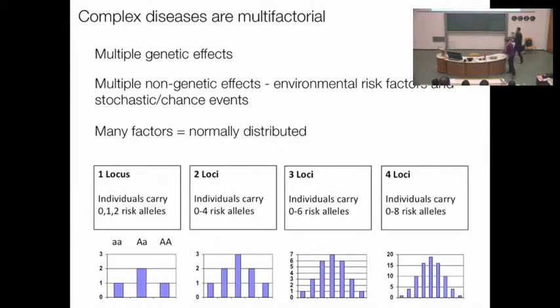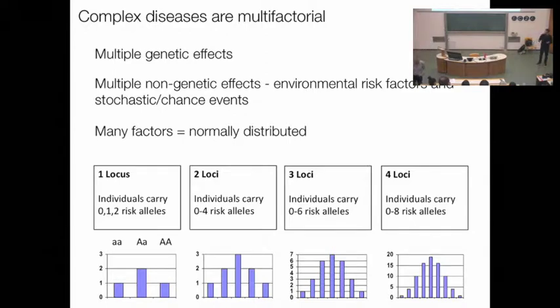Okay, so I'm going to start by defining what I mean by a common complex disease. So something that affects 1% or more of the human population, and this could be anything from stroke to cardiovascular disease to type 2 diabetes to schizophrenia. And current evidence from genome-wide association studies suggests that many tens, hundreds, if not thousands of independent genomic regions contribute towards risk, combined with many multiple non-genetic factors. These can be environmental risk factors or just stochastic chance events.